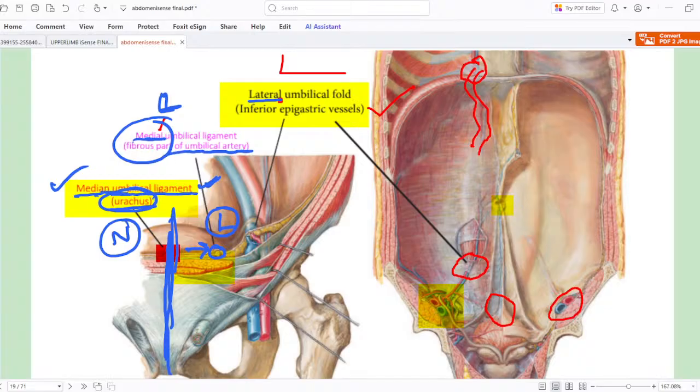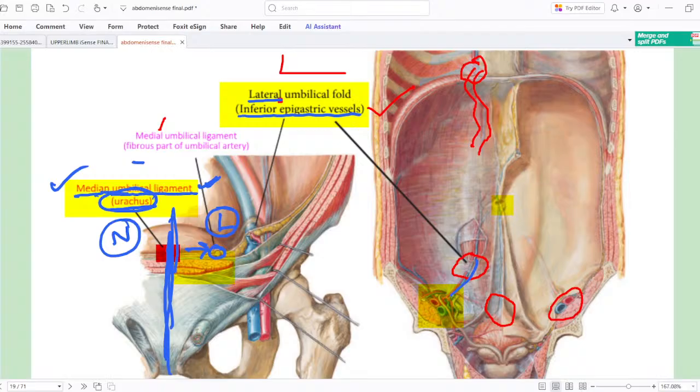This is a direct question. The medial umbilical ligament is the remnant of which structure? Umbilical artery, the fibrous part of the umbilical artery. And then the lateral umbilical fold is the inferior epigastric vessel.